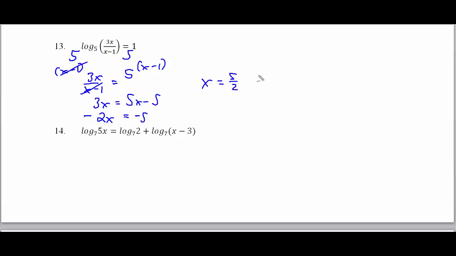And I don't have the calculator function open right now, but if you do this problem and you plug into this situation here, you get 7.5 right there, because that's 3 times 5 halves, or 15 halves, 7.5, divided by 5 halves minus 1, or 3 halves, or 1.5. 7.5 divided by 1.5 is 5. So log base 5 of 5 is 1. So the answer checks out.